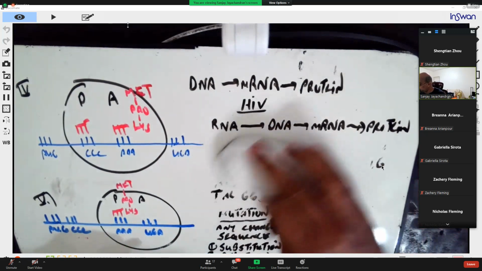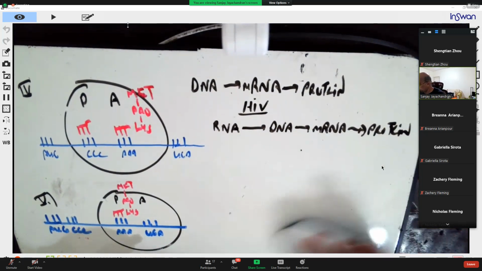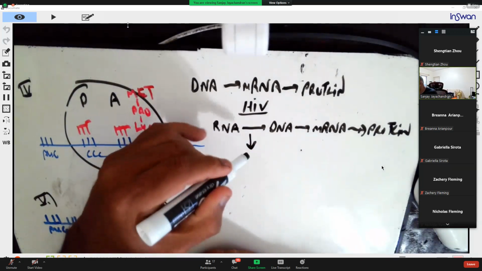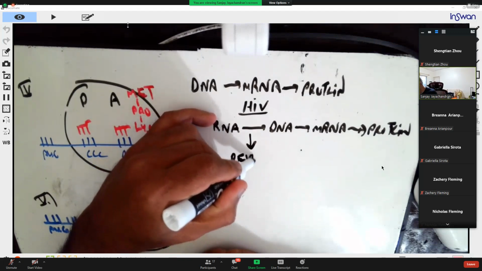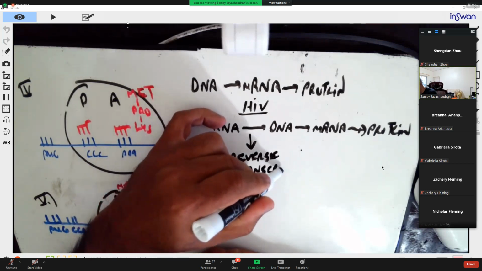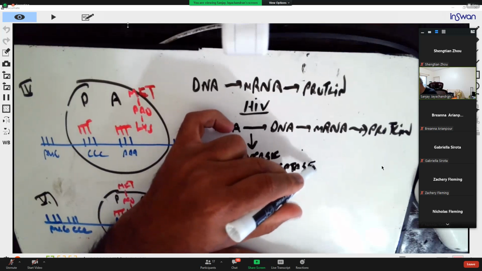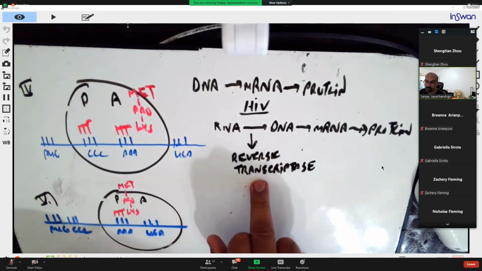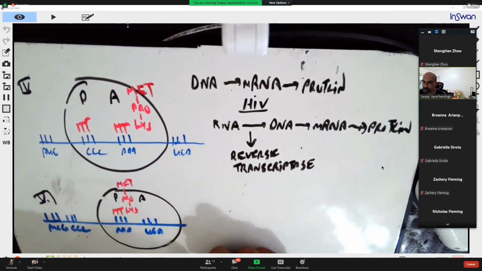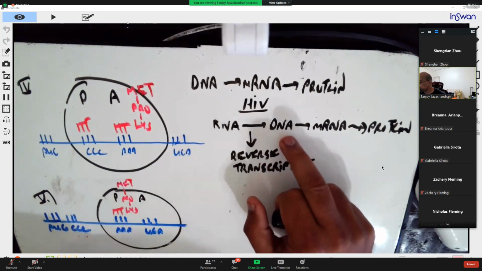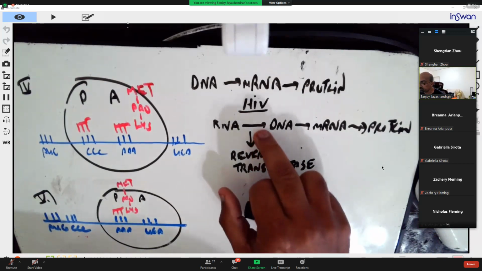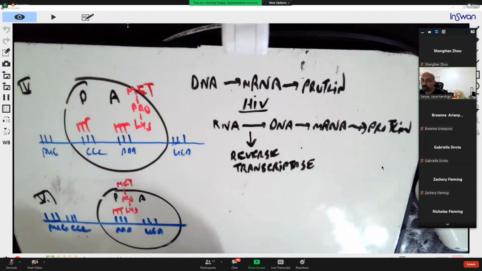In order to do this, it has a special enzyme called reverse transcriptase. We don't have this enzyme. They have this enzyme. That's why it's sometimes called a retrovirus. It converts RNA back to DNA, and then we go the normal route again. The reverse transcriptase is the enzyme. This is called reverse transcription. This is the reverse of normal transcription.